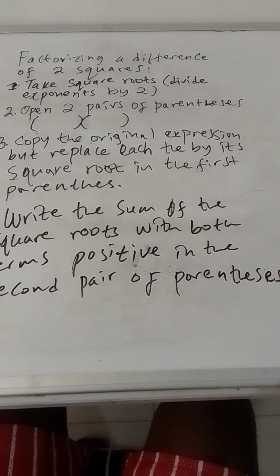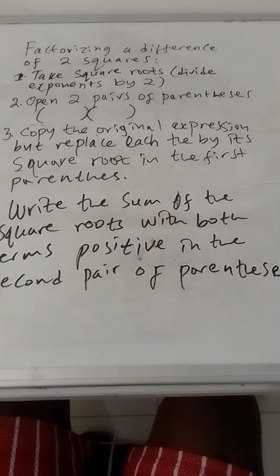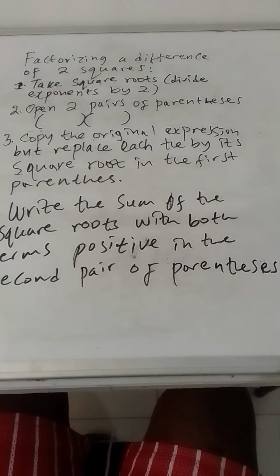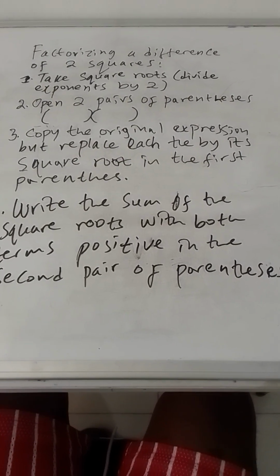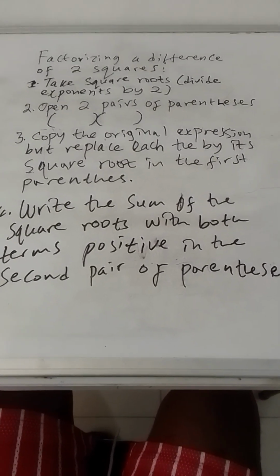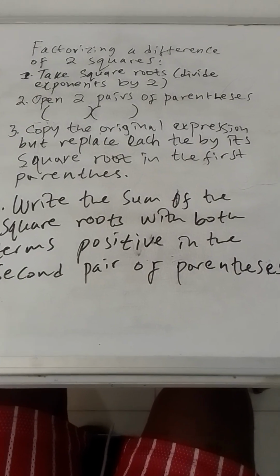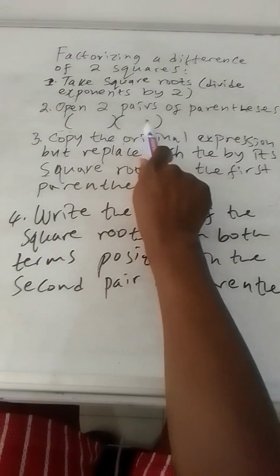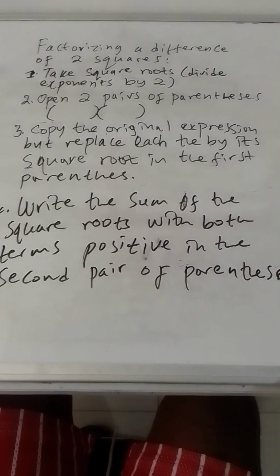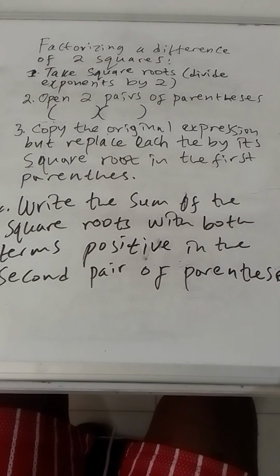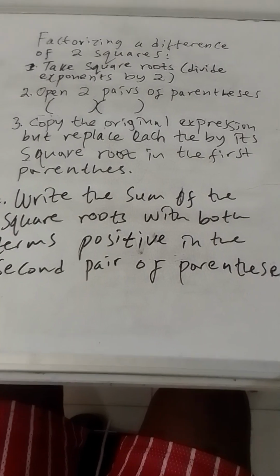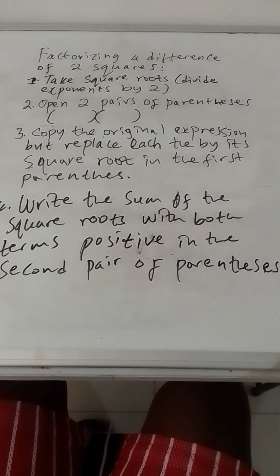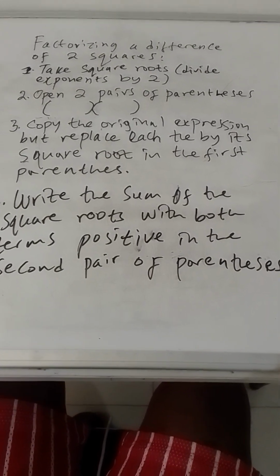How do you factorize a difference of 2 squares? You take square roots of the terms, which means for the variables you divide the exponents by 2. Then you open 2 pairs of parentheses. As you can see, we have 1, 2. Right? Then in the first pair of parentheses, you copy the original expression. However, you replace each term by its square root, which you have found in step 1.